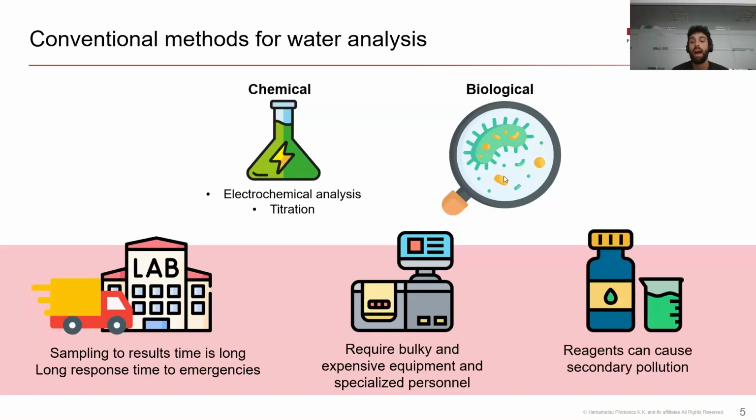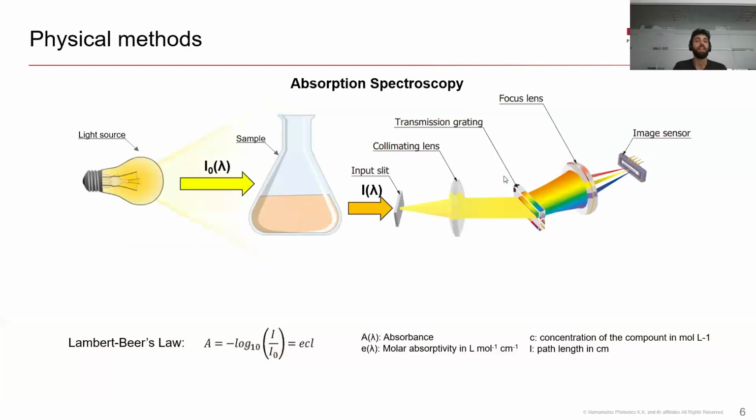And finally, these methods require the use of some reagents, and they can be polluting themselves, so they can cause some secondary pollution. The alternative to these traditional methods is a physical method, or in other words, a photonics method. So we use light to determine the water quality. This method is pretty well established, and I'm going to describe it briefly.